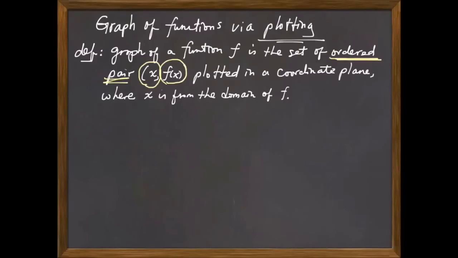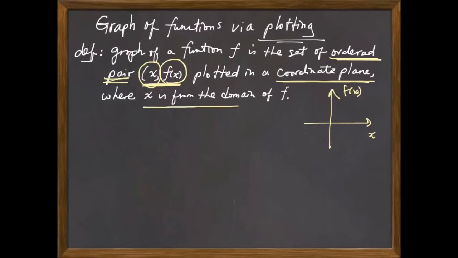The second concept here is the coordinate plane. The coordinate plane is defined uniquely based on what we have as a point. In this case, we have the coordinate plane defined by the variable x and f(x), like that. The last concept here is that we have to make sure we can only use points from the domain of the function.